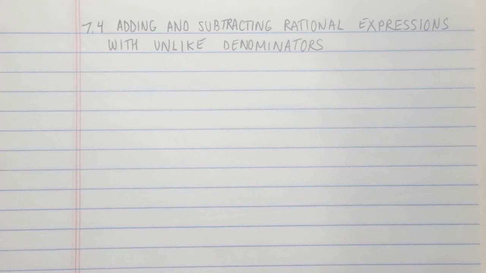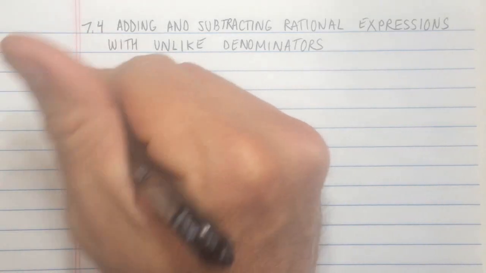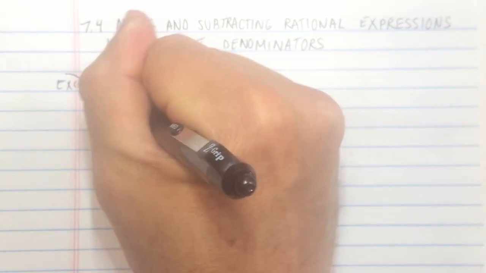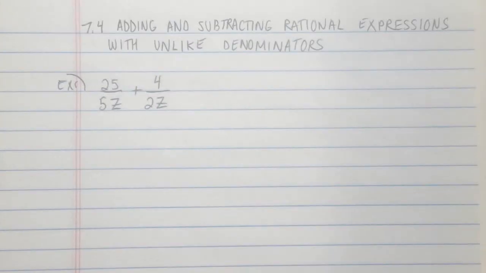All right, so at 7.4, we are adding and subtracting rational expressions with unlike denominators. And if you remember in 7.3, what was nice was our denominators were common, so we didn't have to do anything to them. But what you'll see with the problems we're covering now, those denominators will be different. And the way they'll present the problem to you is they'll present it horizontally. But when I'm solving fractions, I like to do them vertically.